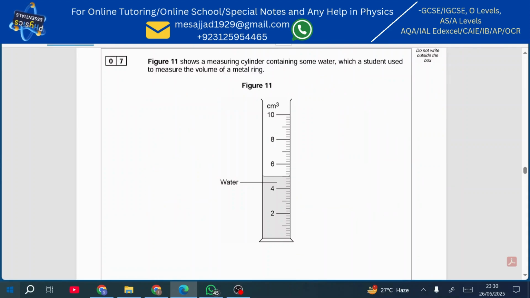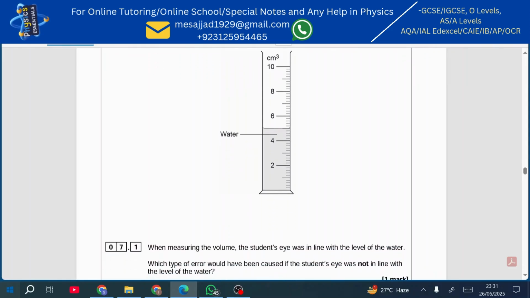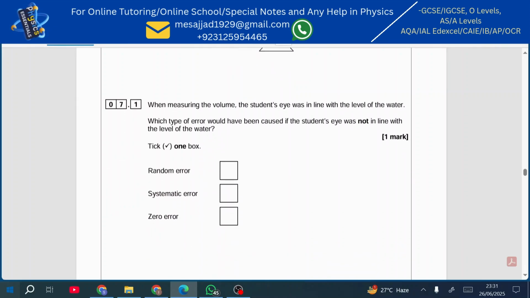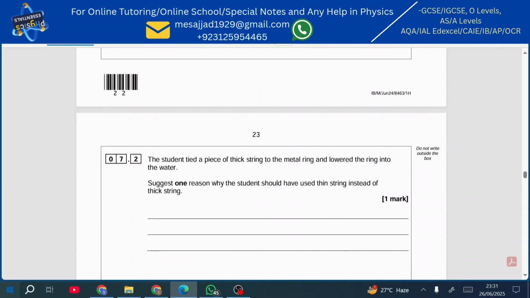Okay, question number 7. Figure 11 shows a measuring cylinder containing some water, which a student used to measure the volume of the metal ring. When measuring the volume, the student's eyes was in line with the level of the meniscus. Which type of error would have been caused if the student's eye was not aligned? So it can be parallax error, and parallax error is actually called random error or human error. Since it is not mentioned here as human error, we will say it is a random error.